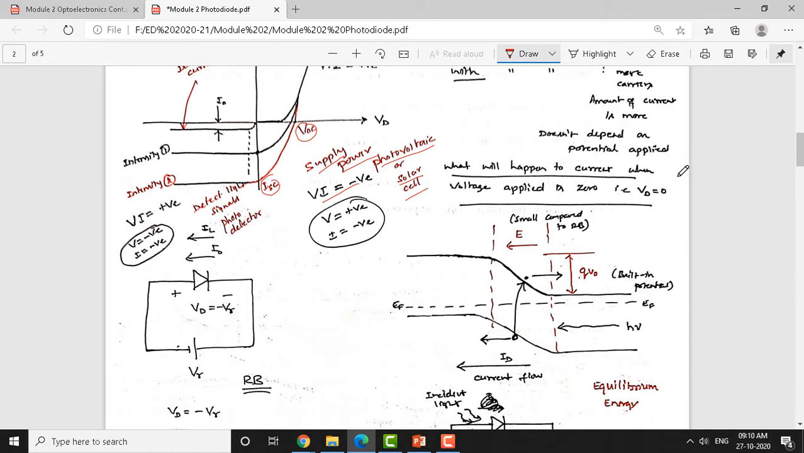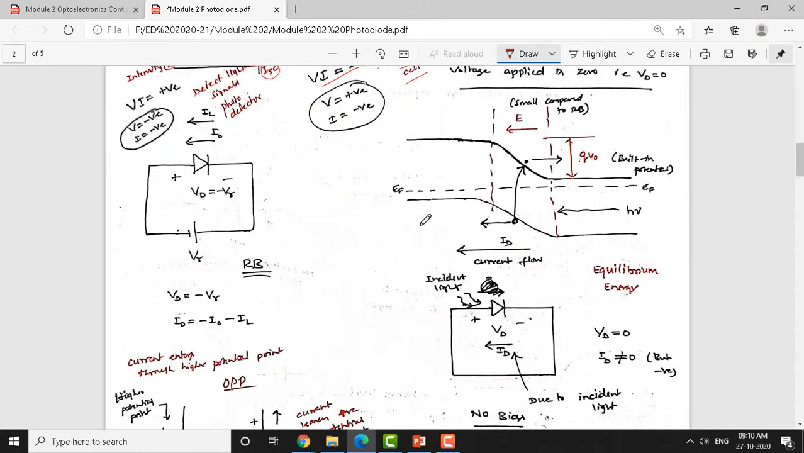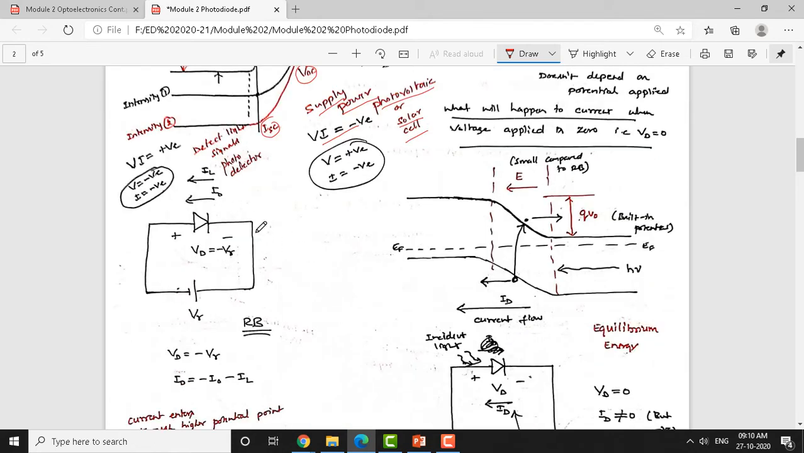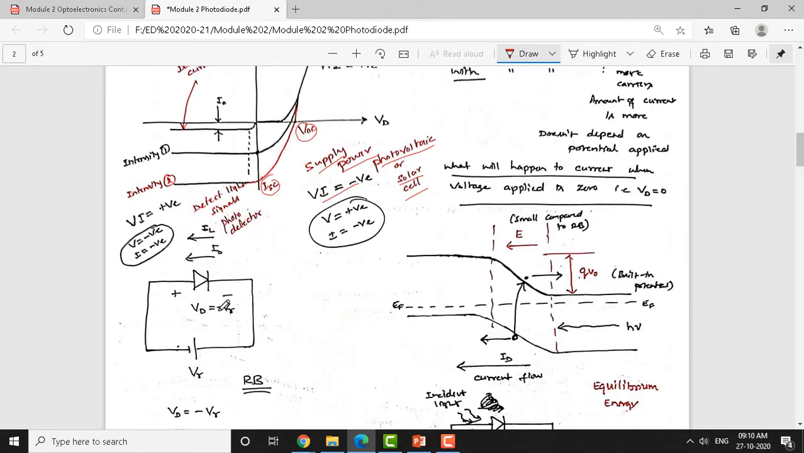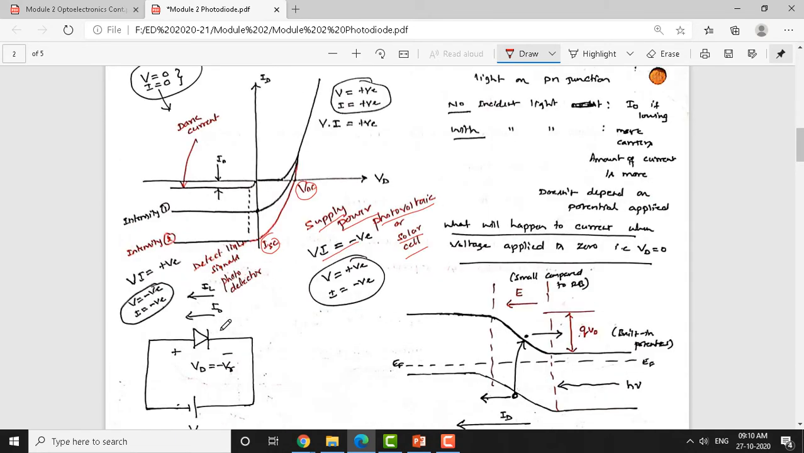So what will happen to the current when the voltage applied is 0? Let us see what happens here. This is the circuit condition when the voltage applied is 0, Vd is made 0. This condition we already discussed when the voltage applied is reverse bias. When light is incident on this, more and more current keeps flowing compared to without photons. We have already seen this amount of current flows, and with photons the current keeps increasing.